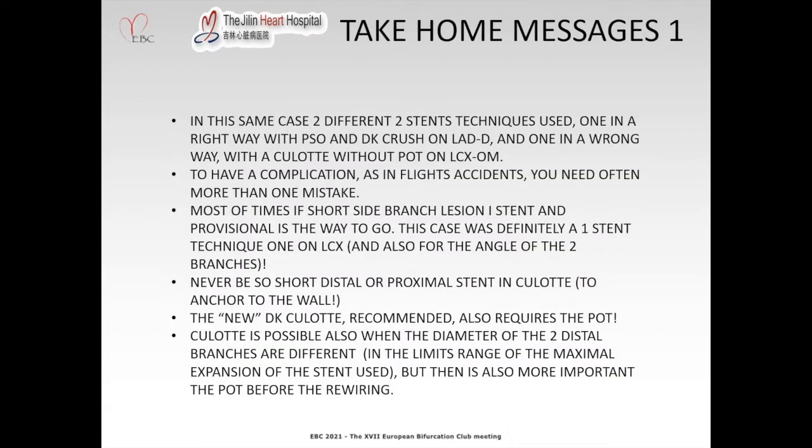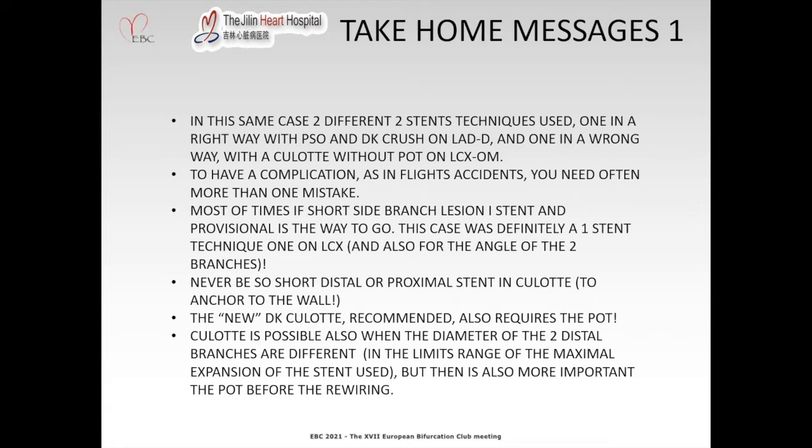In this same case, different stent techniques were used, one in a right way with PSO and DK crush on LAD, and one in a wrong way with a culotte without POT on LCX OM. To have a complication, as in a flight accident, you often need more than one mistake. Most of the time, if it is a short side branch lesion, one stent and provisional is the way to go. This case was definitely a one stent technique on circ, also for the angle of the two branches.